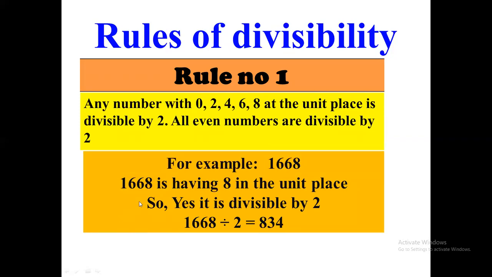I have given you the number 1668. Over here, 1668 is having 8 in the unit place. So yes, it is divisible by 2. And you can also notice that it's an even number because it is ending on 8. So the quotient for this will be 834. So yes, this 4-digit number is divisible by 2.